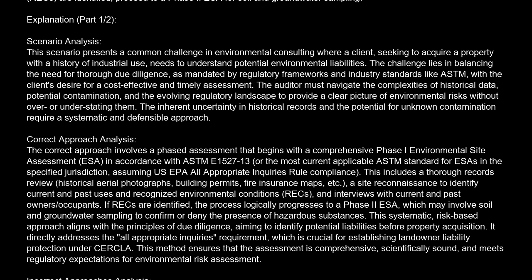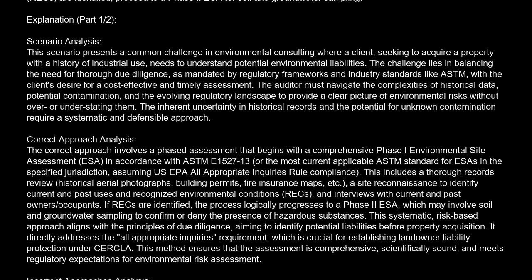Inherent uncertainty in historical records and the potential for unknown contamination require a systematic and defensible approach. Correct approach analysis. The correct approach involves a phased assessment that begins with a comprehensive Phase I Environmental Site Assessment, ESA, in accordance with ASTM E1527-13, or the most current applicable ASTM standard for ESAs in the specified jurisdiction, assuming U.S. EPA All Appropriate Inquiries rule compliance.